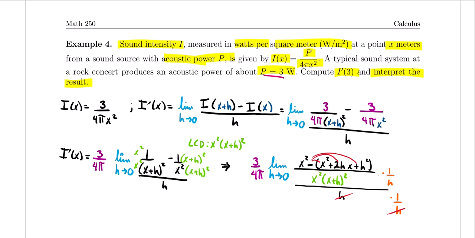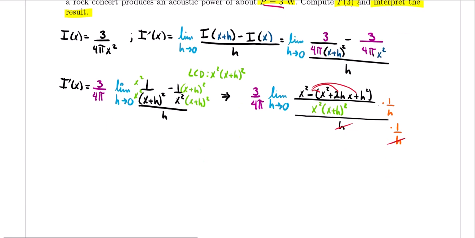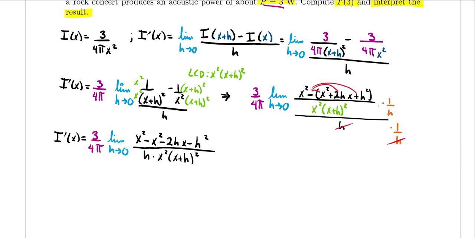Alright, so let's see, what else can we get here after simplifying? Alright, so we're going to get then that I prime of x is equal to 3 over 4 pi times the limit as h approaches 0 for x squared minus 2hx minus h squared all over h times x plus h squared. And now we can see that some of the canceling happens. I can cancel the x squareds here.